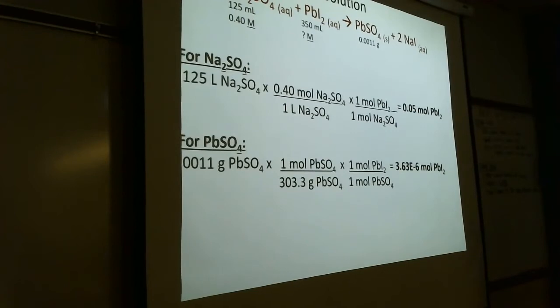And then there's my solid precipitate. Right? So we're converting grams to moles, and then the mole ratio is 1 to 1. So 3.63 times 10 to the negative 6th. Very small number compared to 0.05, right? Therefore, this is my number of moles. Do we agree there? Now again, we're pretending that PbI2 is soluble. It actually isn't. We're just pretending that it is. That was a gross oversight on my part. That's okay. Teachers make mistakes too.